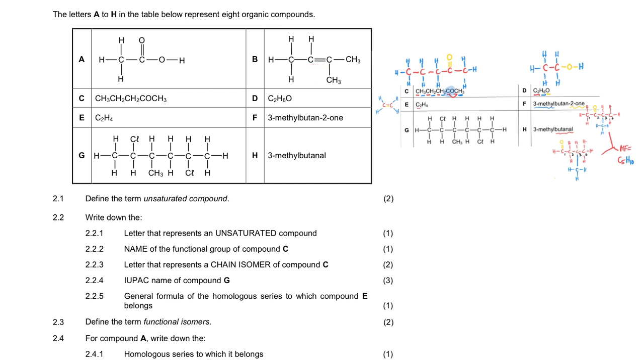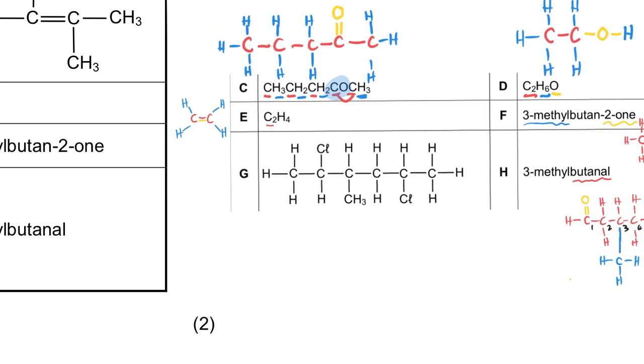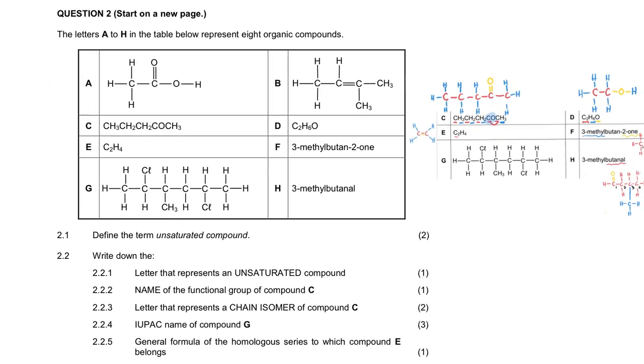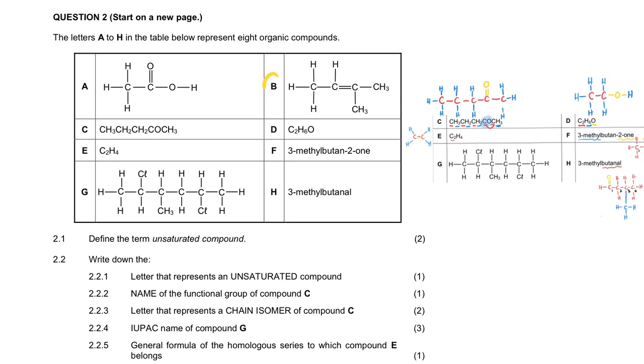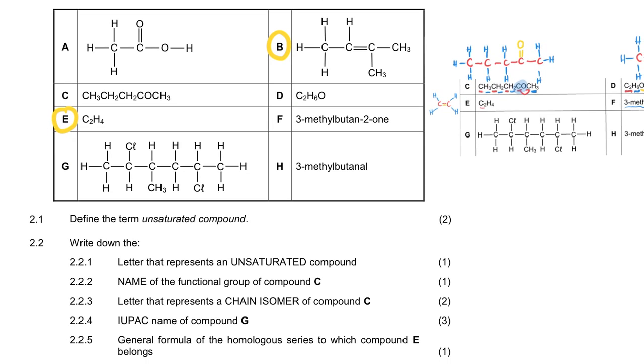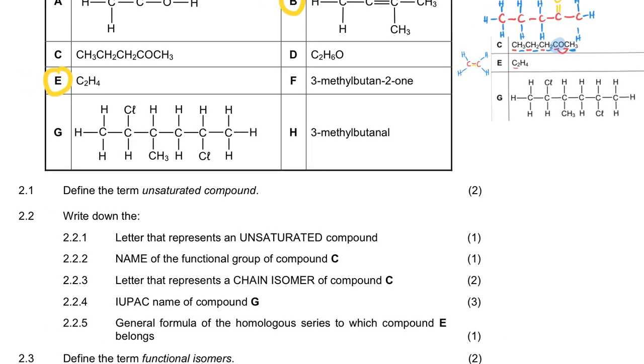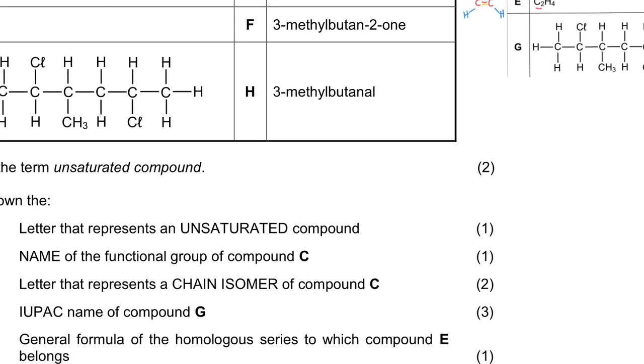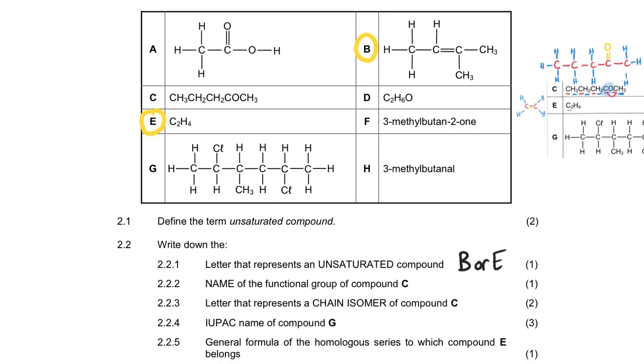But we also have another compound that is unsaturated, and that would be E. So we have 2 answers. B is an alkene, and E is an alkene. So the answer to the letter that represents an unsaturated compound would be B or E. Either one of them would be correct. They are unsaturated because they've got double bonds in them.